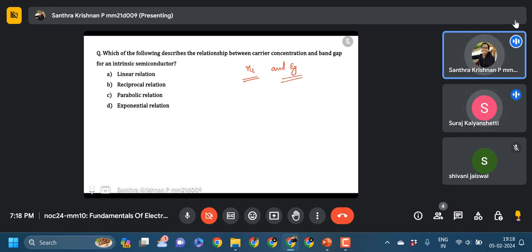If you remember the equation for Ni, or if you can just find out from Google or your notes, what is the equation that connects Ni and Eg, from that you will be able to understand the relation. From a commonsensical point of view, if Eg is more, then the concentration is less, right? That is true, but then what is the ratio between them? Is it a linear one or exponential one? We are not being asked whether it is greater or lower. Suppose it is lower, does it decrease exponentially or linearly or parabolically?